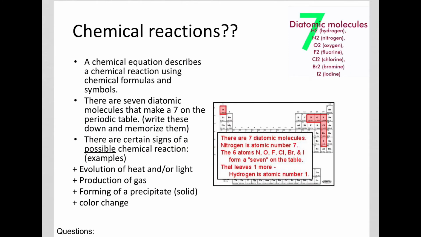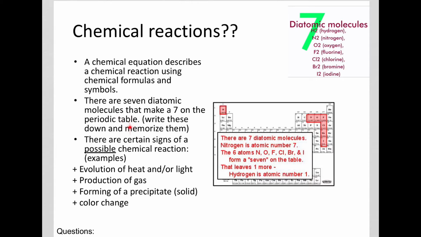So, when we have a chemical reaction, we have a couple things in mind. A chemical equation describes a chemical reaction using chemical formulas and symbols rather than words, rather than pictures. It's just a way of using symbols. This is what makes chemistry sometimes challenging, due to the high amount of symbols that we use.